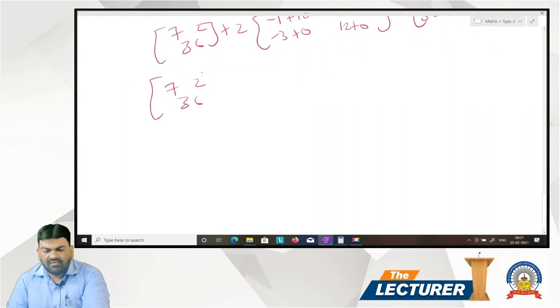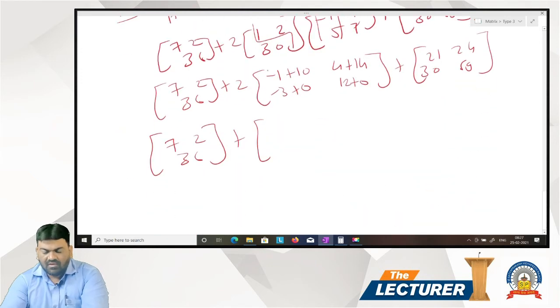7, 2, 3, 6 plus 10 minus 1, 9. 9 multiplied by 2, 18. 4 multiplied by 14, 18. 18 multiplied by 2, 36. 3 plus 0 minus 3 multiplied by 2 minus 6. 12 plus 0, 12. 12 multiplied by 2, 24. Plus 21, 24, 30.